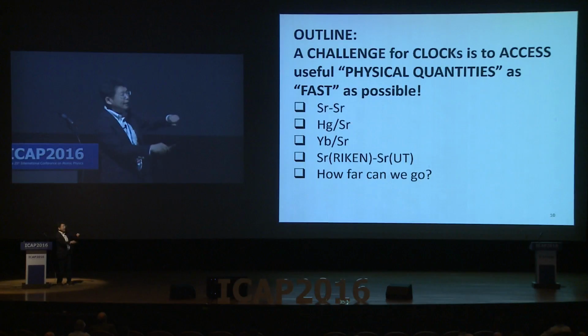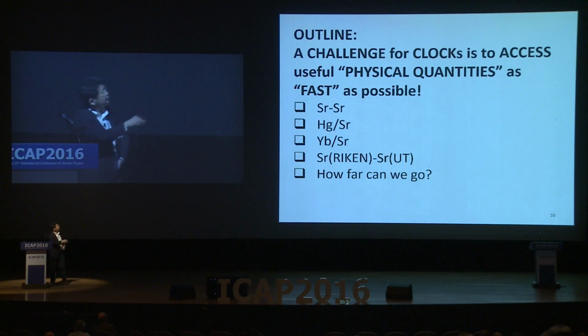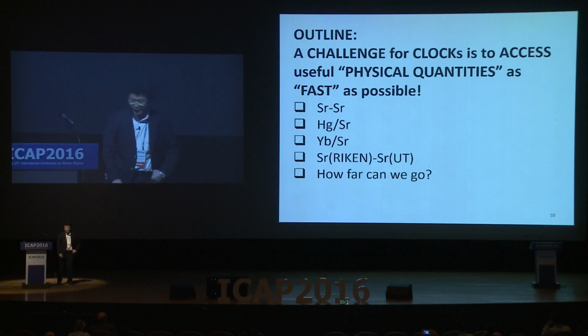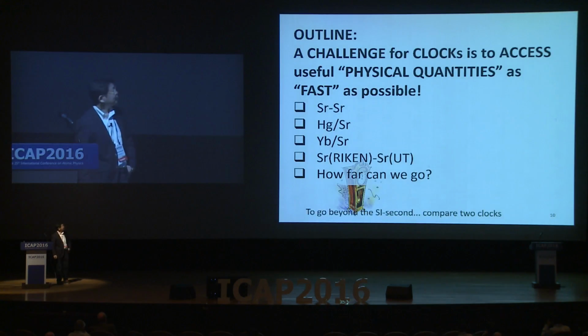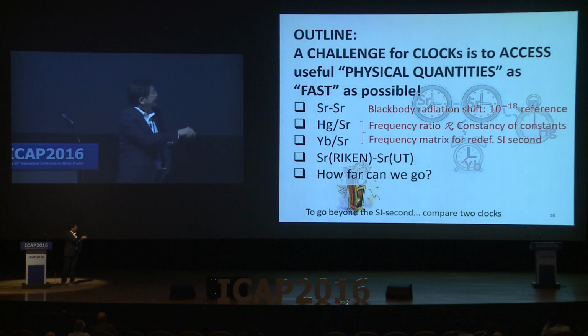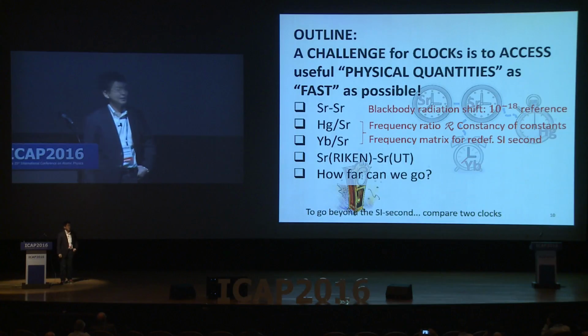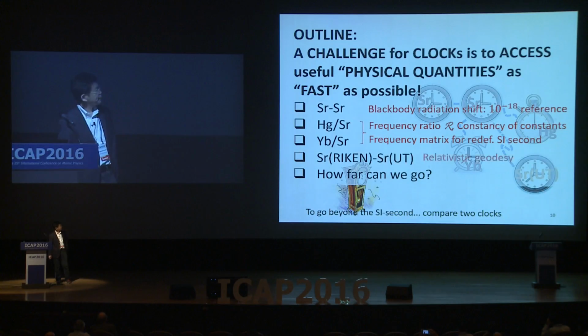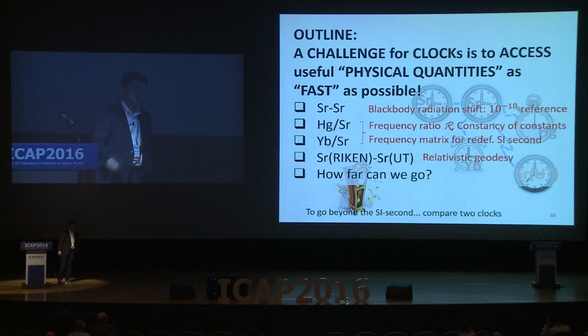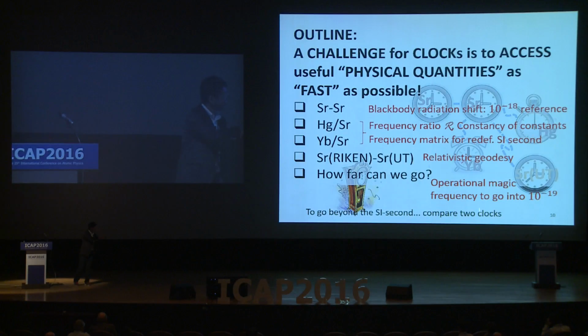So this is the outline of the talk. The challenge for the clock is to access useful physical quantities as fast as possible. First, I will address the blackbody radiation issue for strontium, then present the mercury-strontium and ytterbium-strontium ratios, and finally I will talk about geopotentiometry using distant strontium clocks. And also, I will mention how far we can push the lattice uncertainty down to, optimistically, 10 to the minus 19.